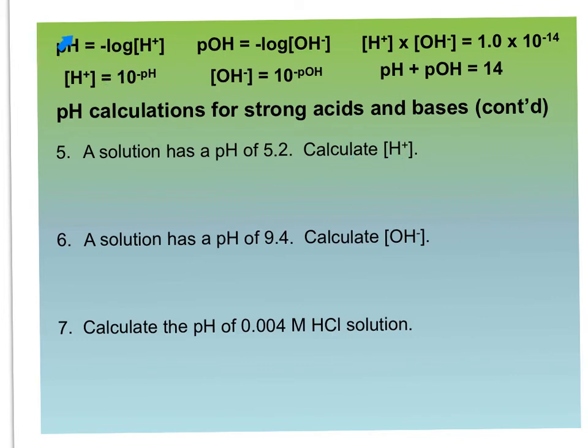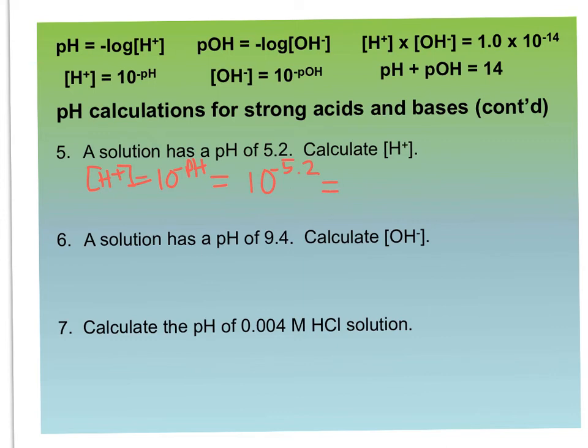This one you use if you're looking for the pH. This one you use if you're looking for the H plus. They're inverse equations of each other. So I'm going to go ahead and use that second equation. So H plus concentration is equal to 10 to the negative pH. So that's 10 to the negative 5.2.